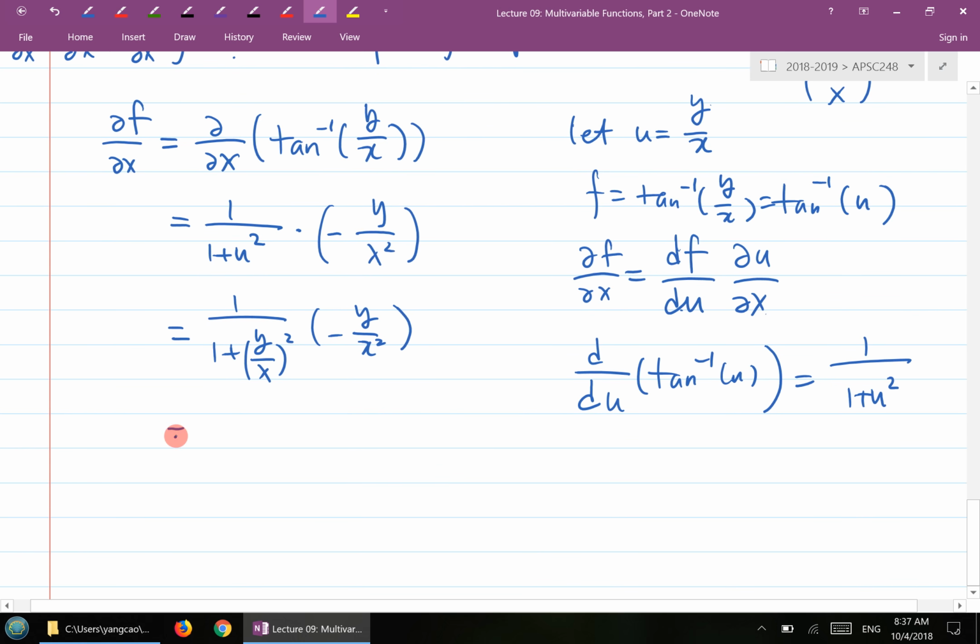Now you don't stop here though. You should try to simplify this kind of result as much as possible into a simple fraction. A lot of the time things can be simplified. The denominator here is y squared over x squared.